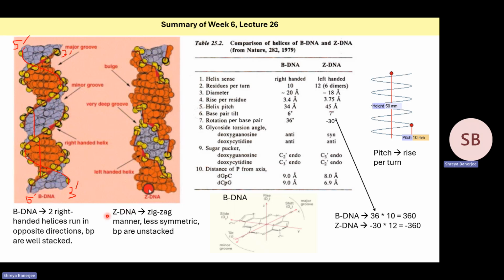We also talked about zDNA in the previous class, which is the left-handed helix. So zDNA is composed of two left-handed helices, and it is much less symmetric. You can see it is kind of zigzag. It is not actually a good helical structure. And the base pairs are also very unsymmetric. Like here, the base pair stacking is there. Here, the base pairs are not stacked. So that is the difference between bDNA and zDNA.